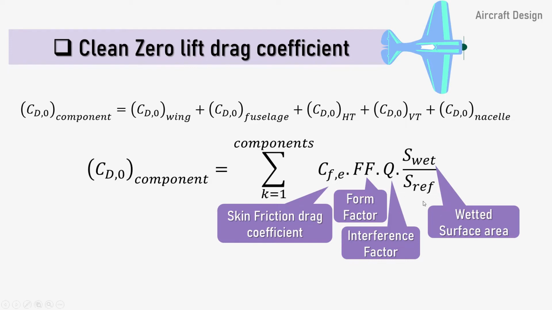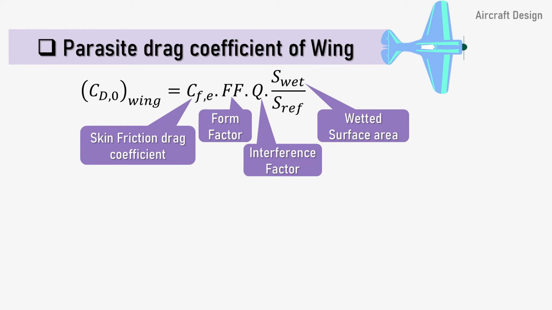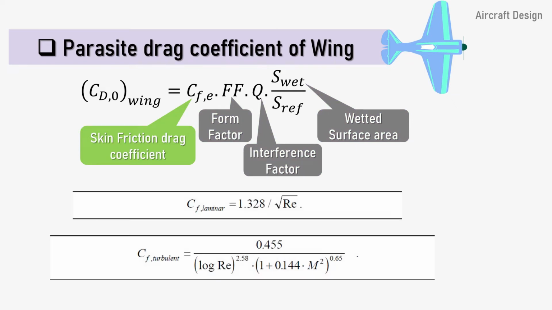Now let's consider part by part. First we will find the total drag estimation of the wing body. So, estimation of CD naught of a wing body: CD naught equals CFE, FF, Q, S wet by S reference. Now to find the skin friction drag, that is CF, it depends on the Reynolds number. Now the Reynolds number depends on whether the flow is laminar or turbulent. So first we need to find the nature of the flow.